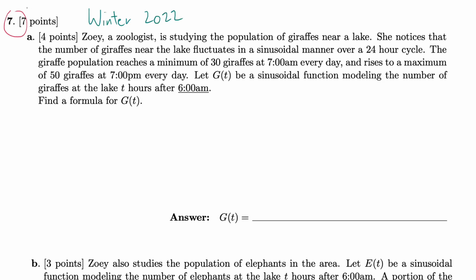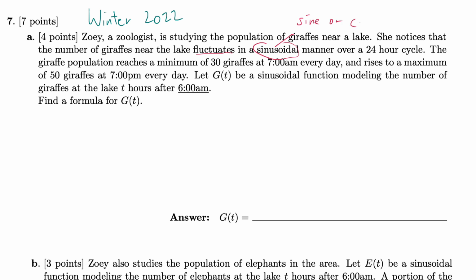Let's attempt problem 7 from winter 2022 midterm 1. So Zoe, a zoologist, is studying the population of giraffes near a lake. And she notices that the number is actually fluctuating in a sinusoidal manner. And just to make sure we agree on terminology, sinusoidal means it can either be sine or cosine.